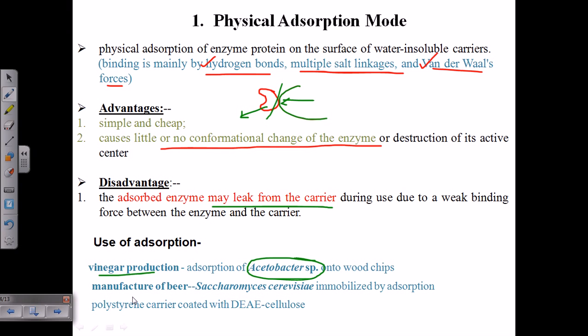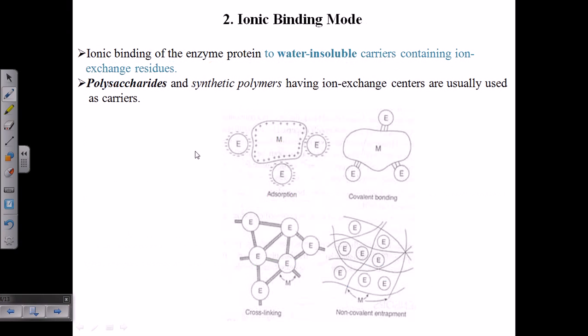Now also in the case of beer manufacture, Saccharomyces cerevisiae is immobilized by adsorption and attachment to polystyrene. Remember, I have already discussed that polystyrene can provide the matrix for the attachment of cells or enzymes. Here it can be used with DEAE cellulose, which will provide the matrix. Now this DEAE cellulose can provide the matrix because it is a polymer.